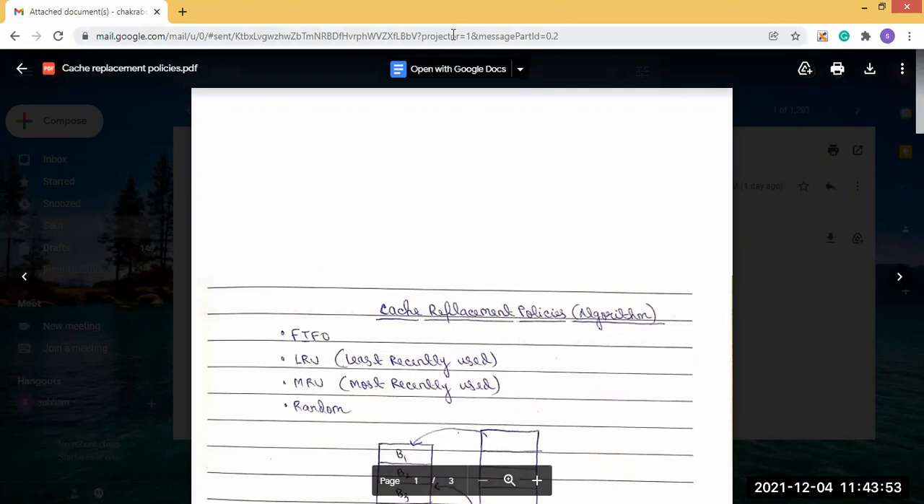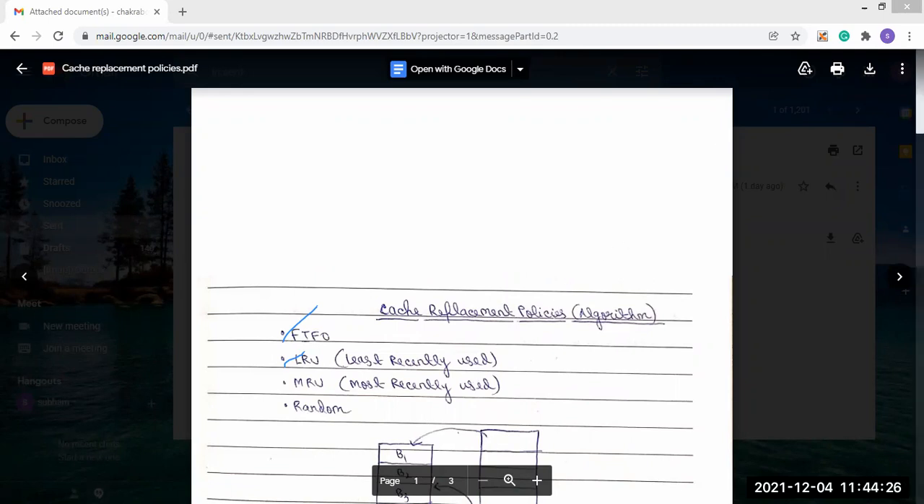But between them, FIFO and LRU are in your syllabus. MRU, most recently used, is not in your syllabus. Between FIFO and LRU, some mathematical problems should be given in the exam, and you have to solve them. I will show you in which way the problems are given.